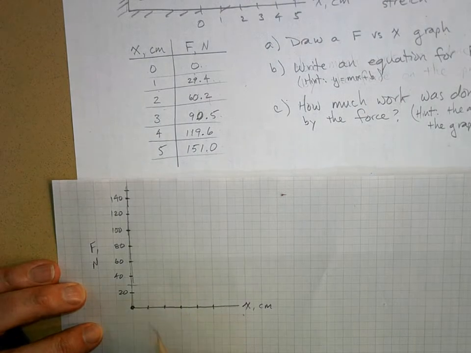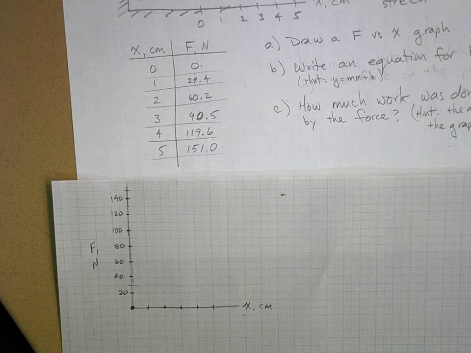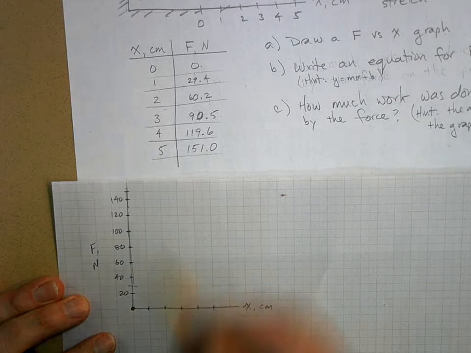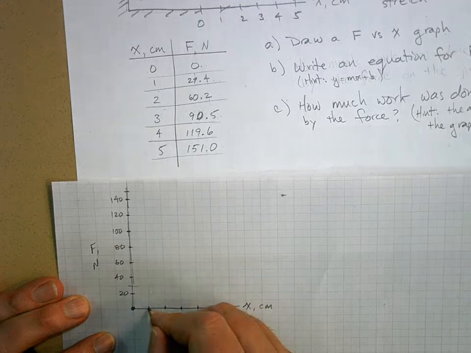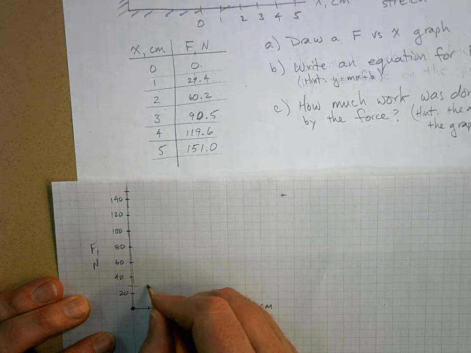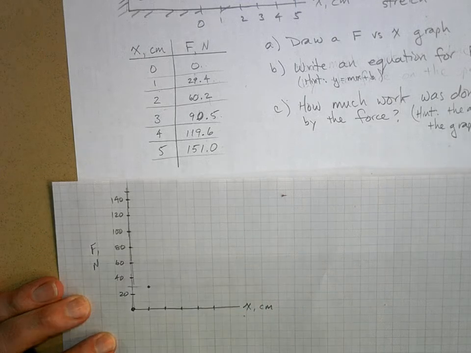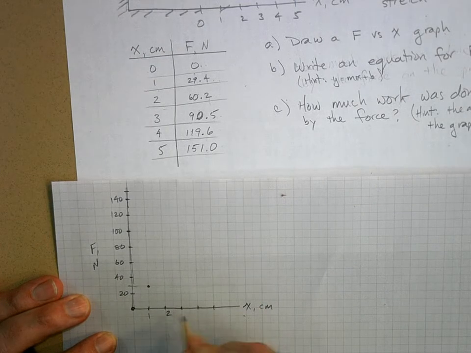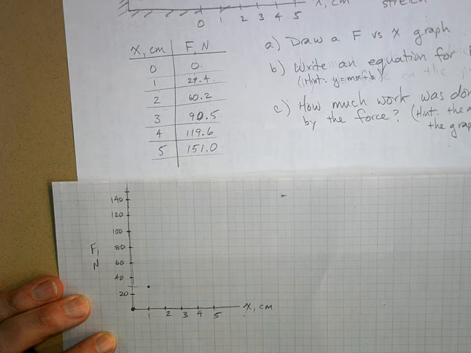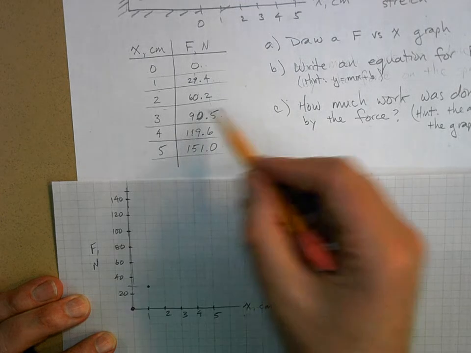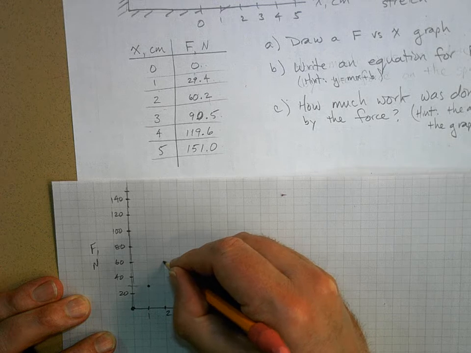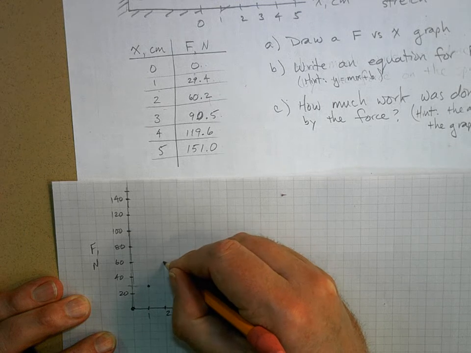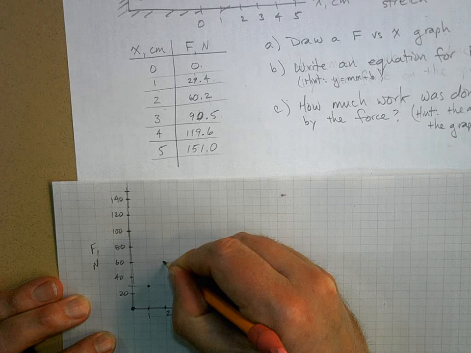When I had 0 displacement, I measured 0 force. The spring is in a relaxed position. And at 1 centimeter, I got 29.4. So here's 1, here's 20, here's 30. 29.4 is right about there. Oh, I forgot to scale this. And then at 2, we have 60.2 newtons. 2 centimeters, 60.2, or here's 70. So that's pretty much right on the line.